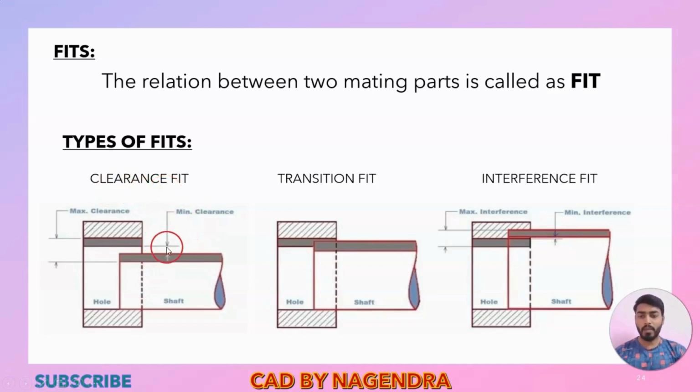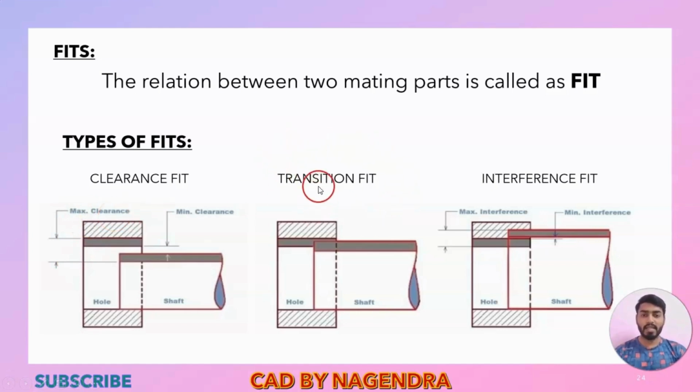In this there will be a minimum clearance and a maximum clearance. Minimum clearance is nothing but the difference between the upper limit of the shaft and the lower limit of the hole. This gap we call the minimum clearance. Maximum clearance is nothing but the lower limit of the shaft to the upper limit of the hole. This maximum dimension we call the maximum clearance.